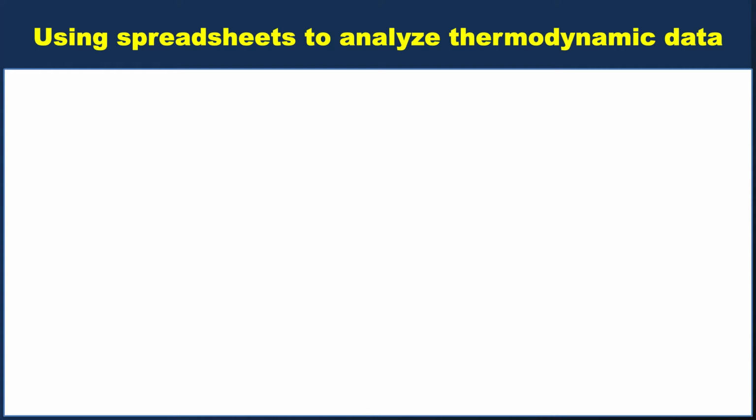As mentioned in the previous video, one advantage of downloading data from the NIST website is that you can then migrate it into some spreadsheet program where you can perform a calculation or do some sort of analysis. So I'm going to walk through an example of that now.